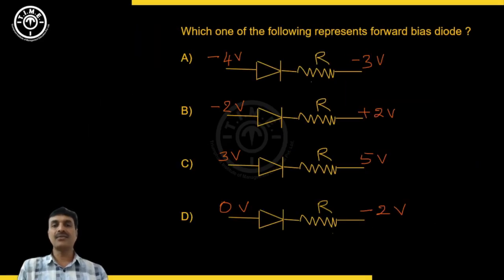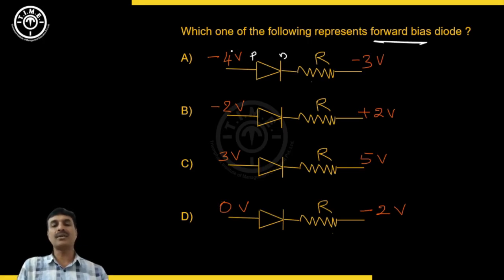Another question, which of the following represents forward bias? This time forward bias. Already we have seen a question similar to this, that was reverse bias. Now forward bias means higher potential has to be applied to the P region and lower potential has to be applied to the N region. For a diode, this is P region, this is N region.